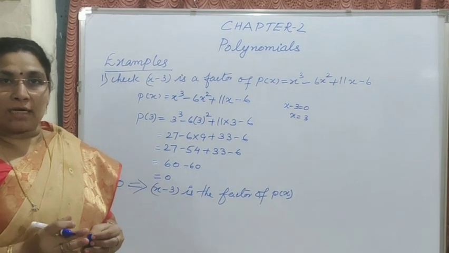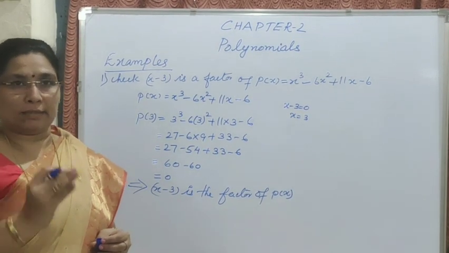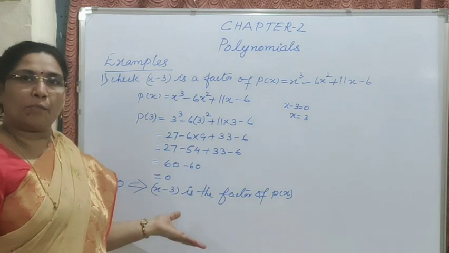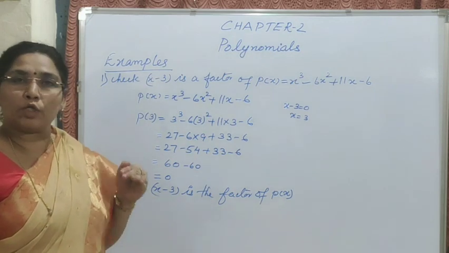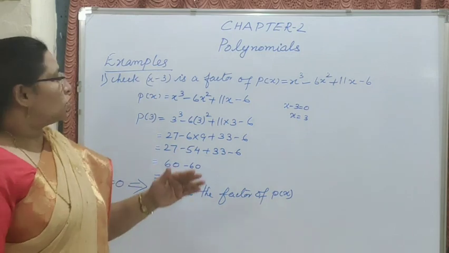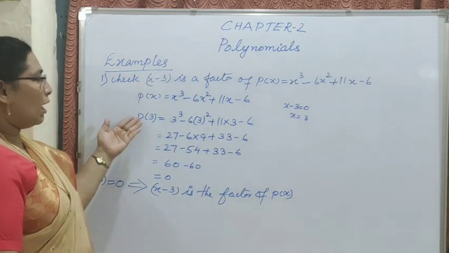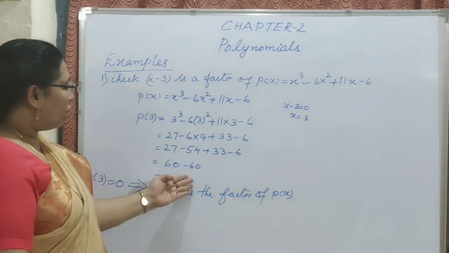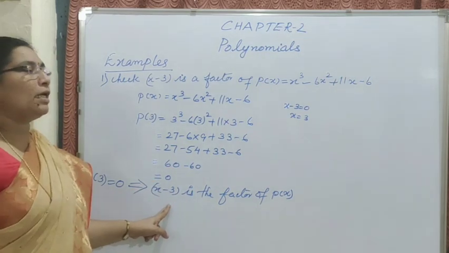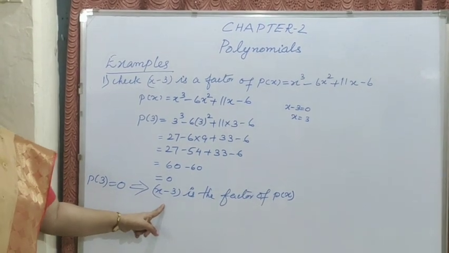Now last class we saw just the remainder. We calculated the remainder. Here also we are calculating the remainder only, but the remainder should be equal to 0 in the case of a factor. So we substituted p of 3 and calculated, and we have got the value 0 here. This implies x minus 3 is a factor of p of x.